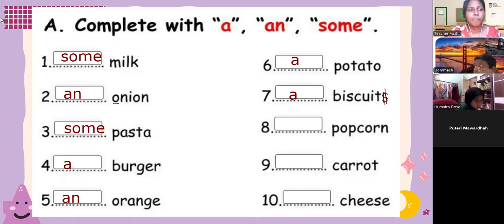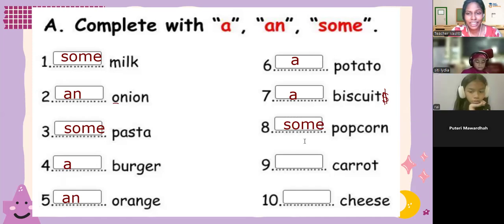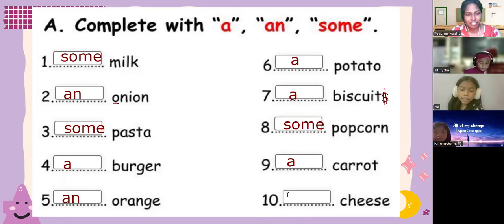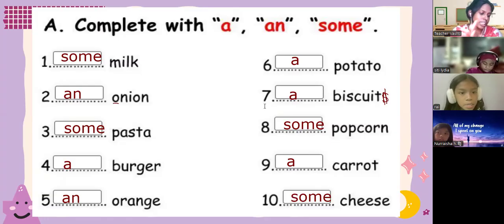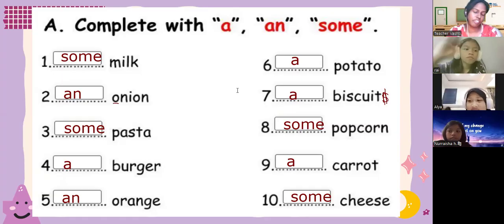How about the next one? Popcorn. Some popcorn. Okay? Carrot. Good. Cheese. Some cheese. Very good. Okay? Who got 10 out of 10? Excellent. Fantastic. Everyone, there you go, a round of applause.